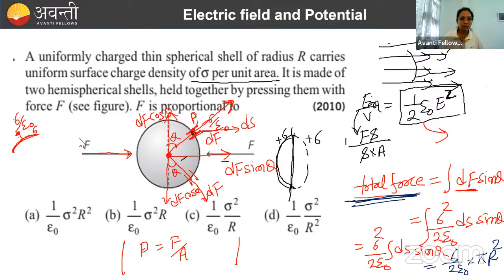Now see, F is proportional to what? F is proportional to sigma. F is proportional to r square. Is it clear to everyone? So this was the concept actually.